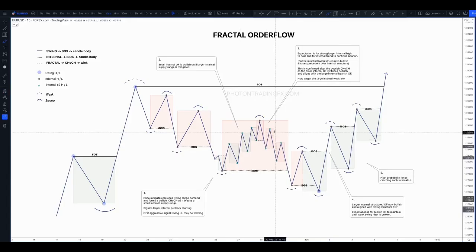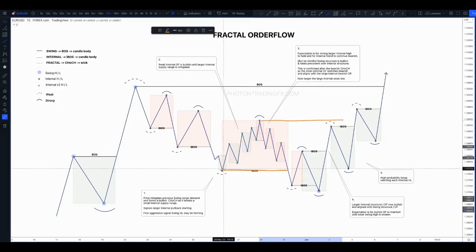Okay, cool. So we get that shift in small internal order flow, and then we continue down, and then we take out that low. So that gives us another internal break of structure, which then means at that point, the larger internal range is from that high, right? Because this is the high that took out this low, and then this low here. So we pull back, and then we continue that bearish order flow. So we get another internal break of structure. So now we're playing within this range. Right, so that gives us this supply range here.